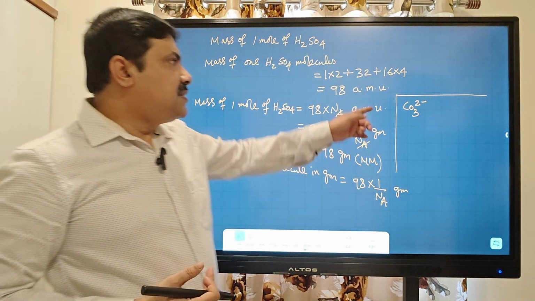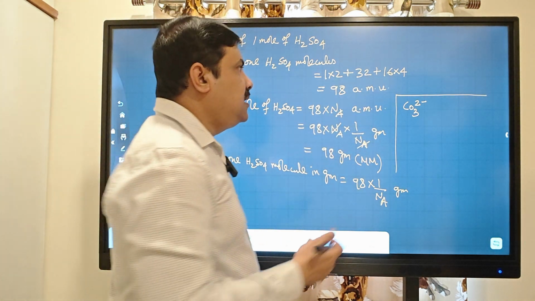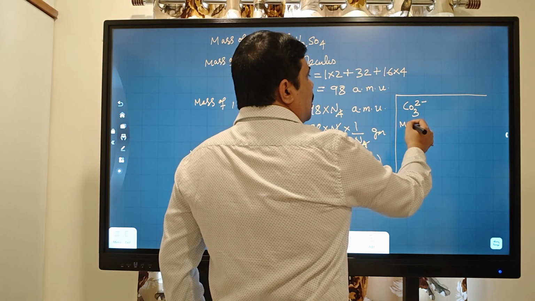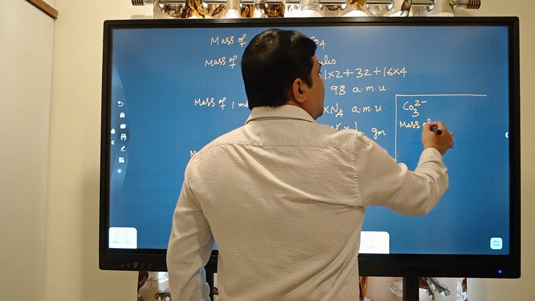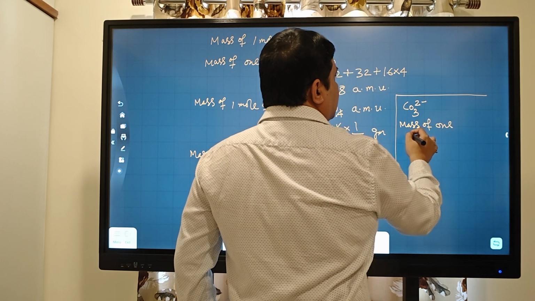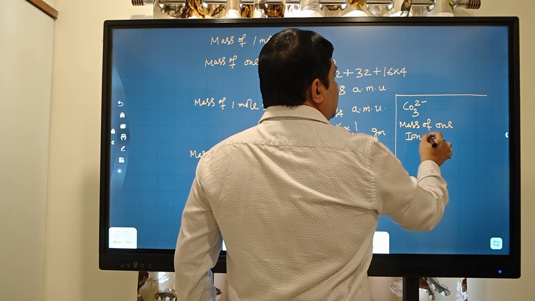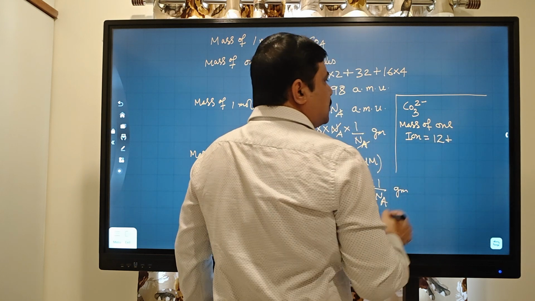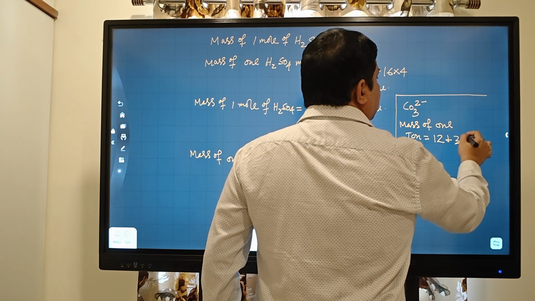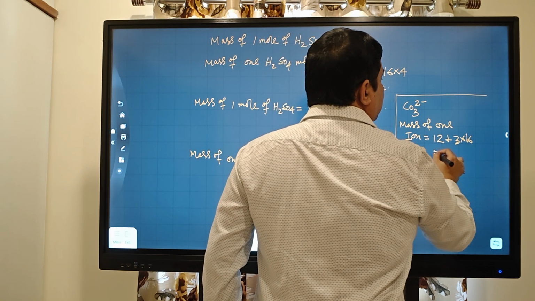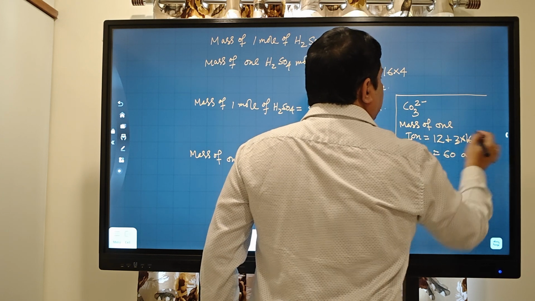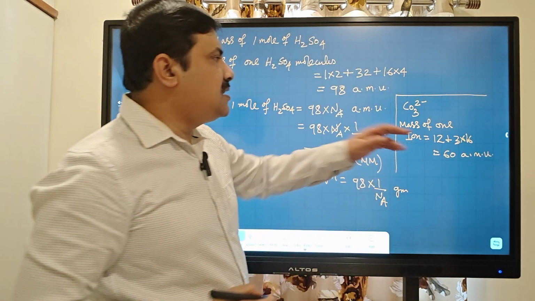So now here CO3 2 minus is there. If I am going to calculate, the mass of one ion will be equal to carbon, which is 12, plus 3 oxygen, 3 into 16, which is 48, plus 12, which is nothing but 60 AMU. So here you look, the mass of one ion is 60 AMU.